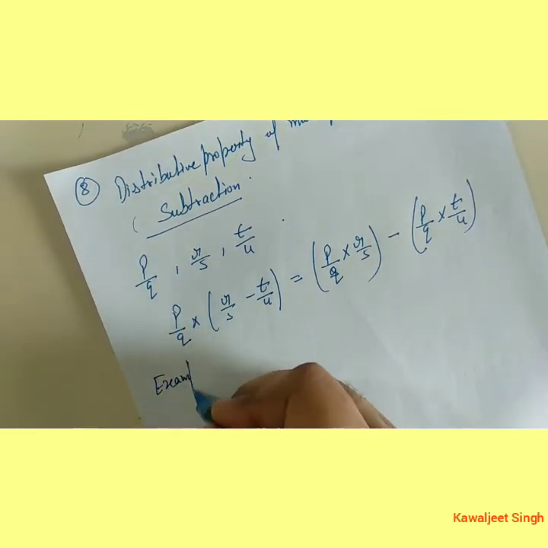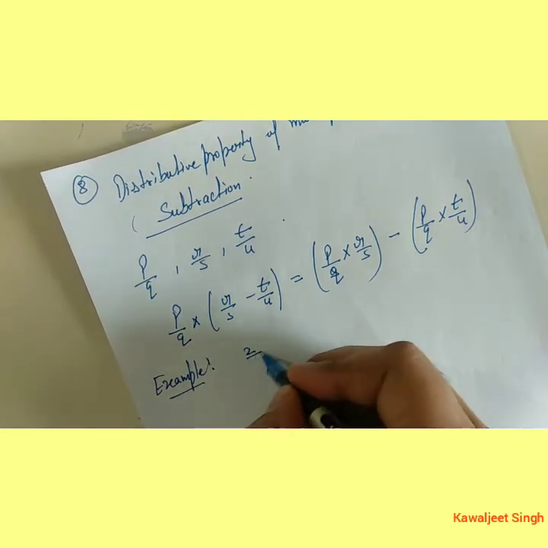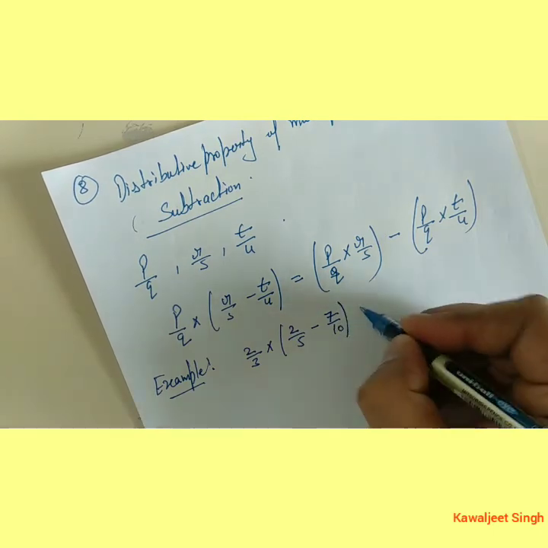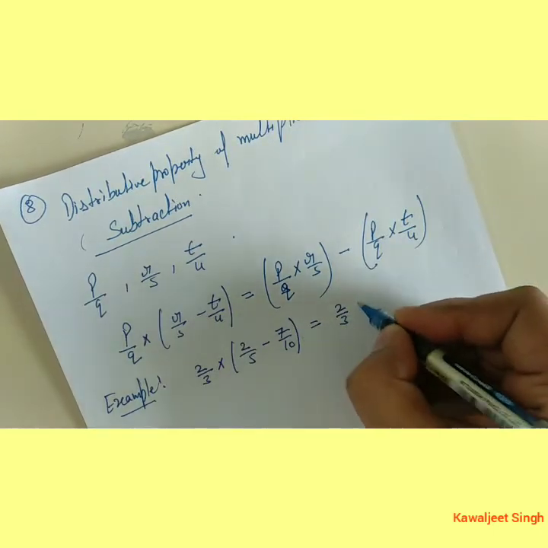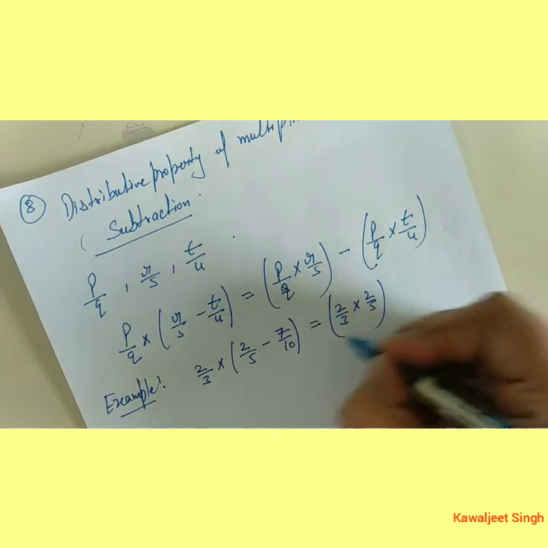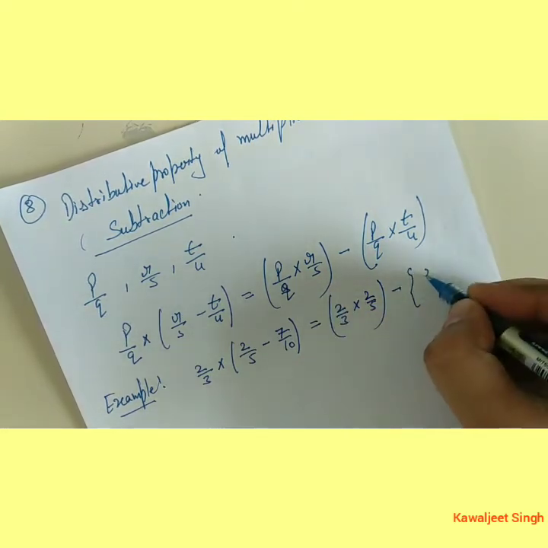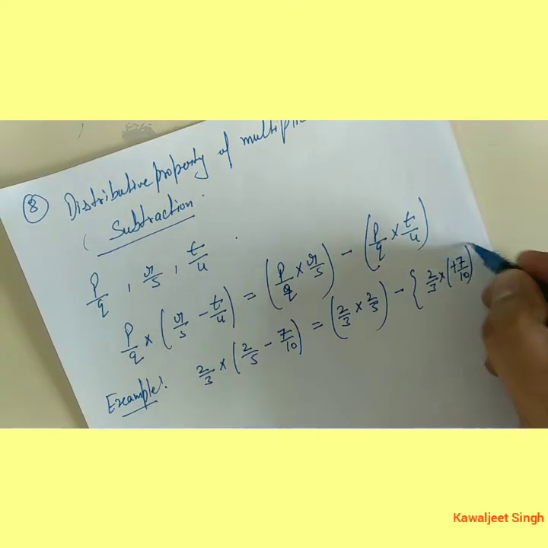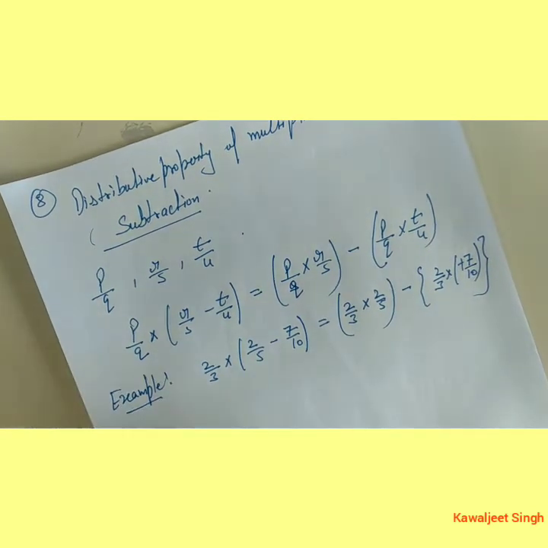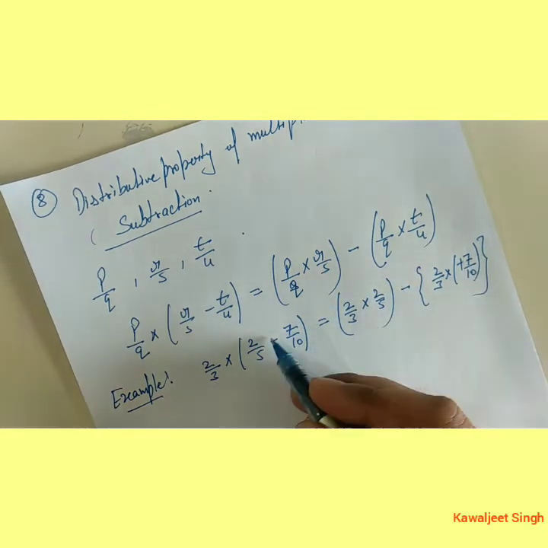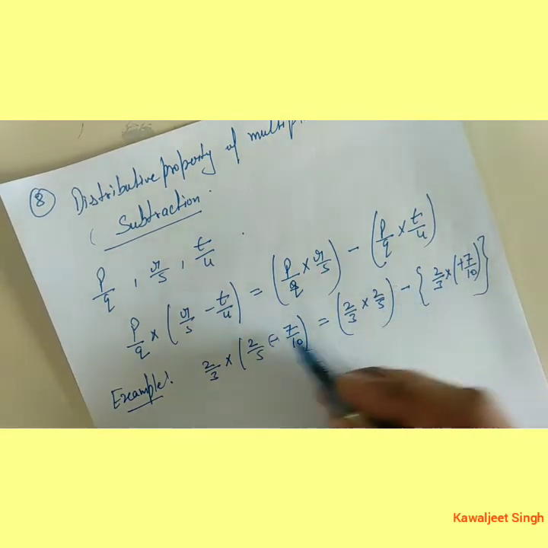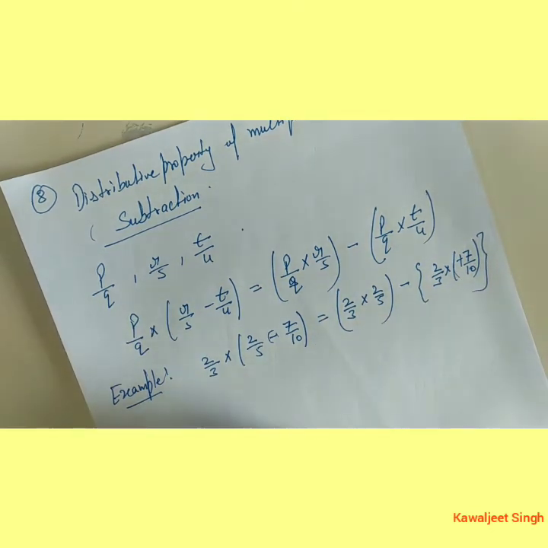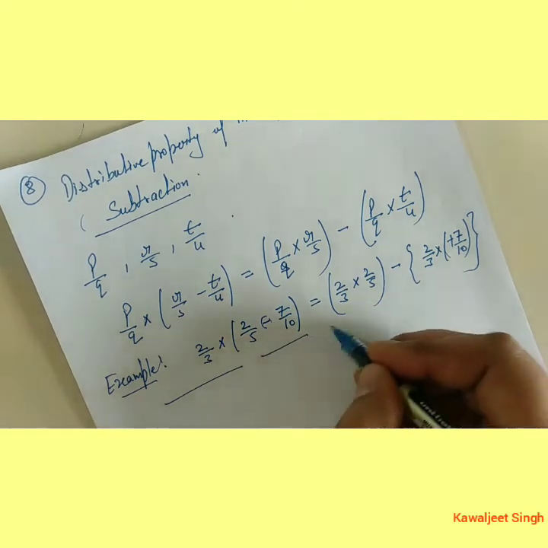Example: 2 by 3 multiplied by 2 by 5 minus 7 by 10 is equal to 2 by 3 into 2 by 5 minus 2 by 3 into 7 by 10 here. Now see here, you may take the minus sign in between them. No need to take the minus sign again with 7 by 10 here. Now on the basis of that you can try it yourself.